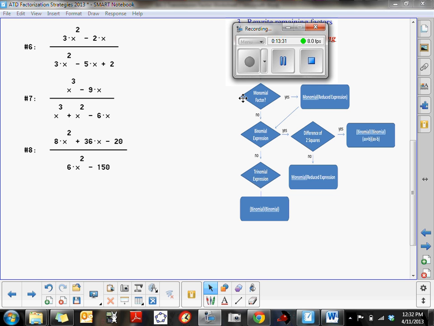So now you should be able to work on simplifying. I think there's 15 or 20 problems that you need to do to practice the skill.